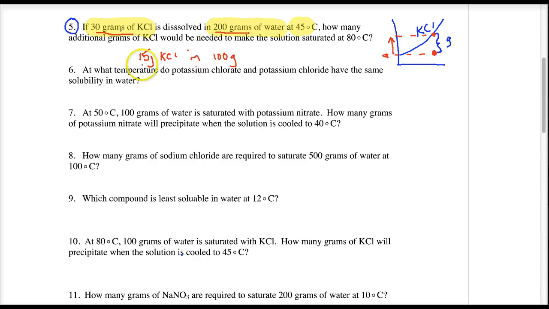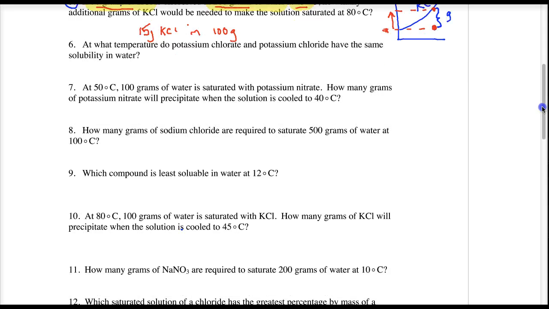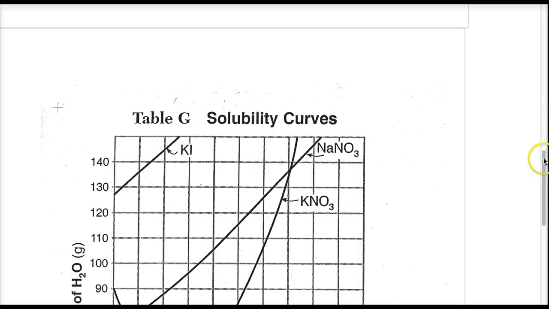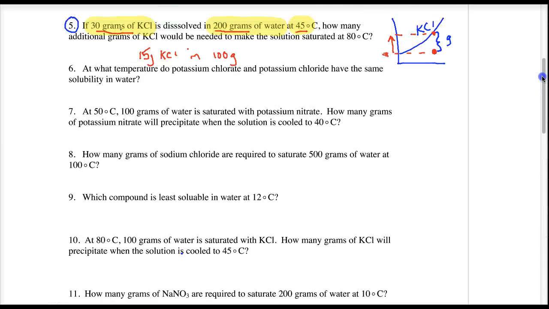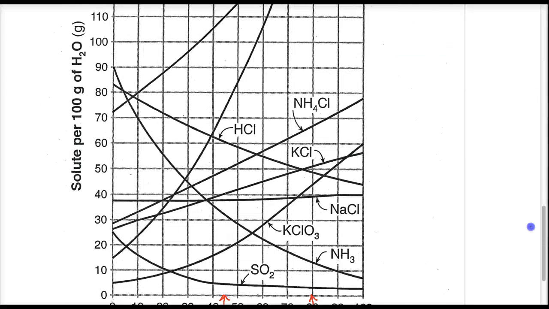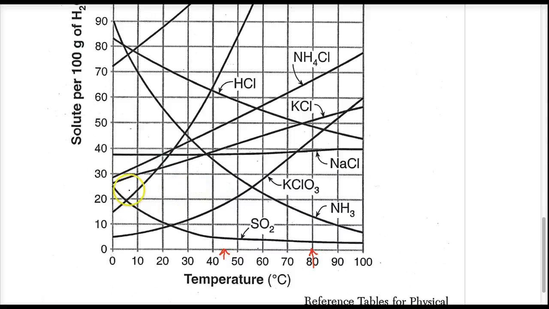Remember, the variables are how much solute, how many grams of water, and what the temperature is. So we're at 45 going to 80 for KCl. So let's go to the graph. And we're at, I believe, 45, and we want to go to 80. Just make sure I'm right because my short-term memory is bad. So yeah, 45 to 80, and I'm dealing with 30 grams. So I've got 30 grams of KCl in 200, which is like 15. So it's like 15 grams of KCl at 45. So I'm right here.